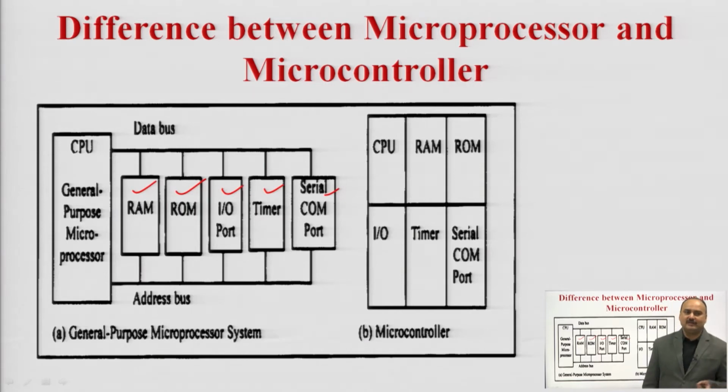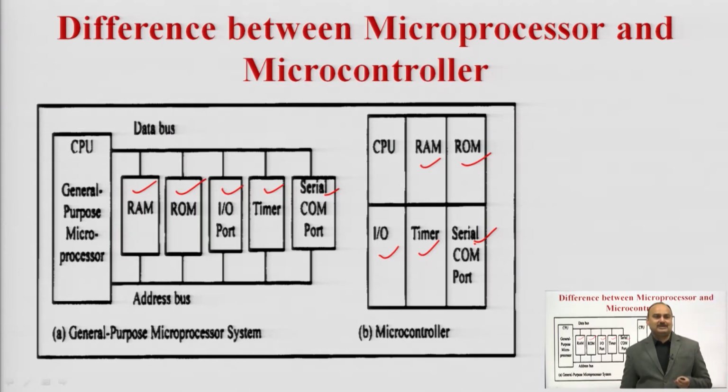In the case of a microcontroller, all the peripheral devices, that is the random access memory, read only memory, input output ports, timer and serial communication port, are on chip. They are a part of the microcontroller, inside it, along with the central processing unit. This is the basic difference between the microprocessor and the microcontroller.